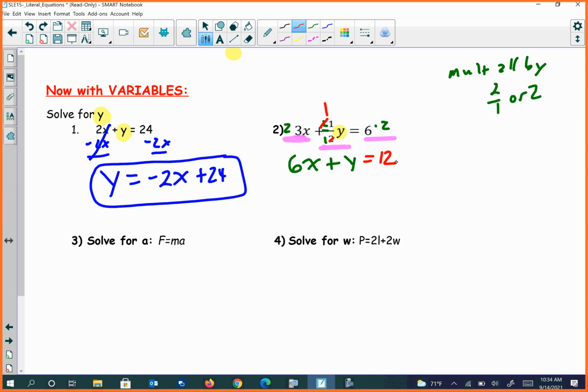Would it always be 2 over 1 or 2? Well, look, if this is a 3, it'd be 3 over 1, or if this was 1 over 7, it'd be 7 over 1 or 7. So whatever number is below it. And if we had multiple denominators, let's say one being 3 and one being, say, 10, 3 times 10 is 30, so I'd multiply everything by 30. Gotcha.